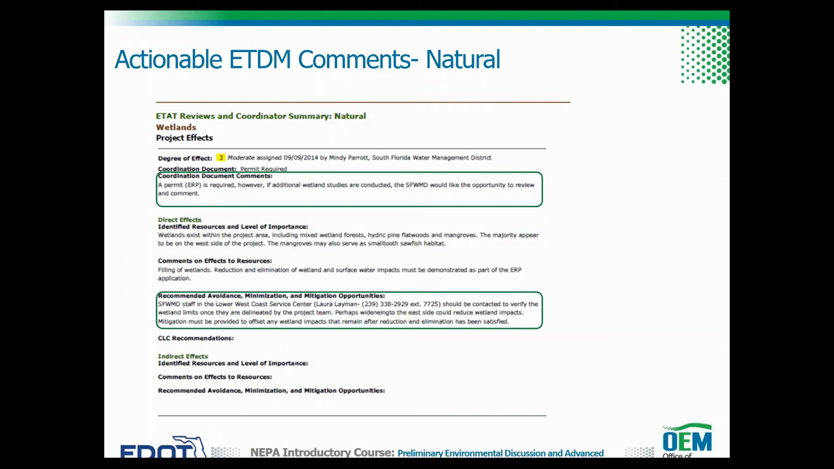We now know that a wetland evaluation will be needed as part of the natural resources evaluation, and that this report should be submitted to the Water Management District for review. An ERP will be required for the project. A wetland delineation will be required, as well as a field meeting with the Water Management District to verify the wetland delineation. We should also consider evaluating an alternative which widens to the east instead of to the west. Actionable ETAT comments such as these are helpful in focusing efforts in later phases of the project. Each of these items will need to be considered when developing the PD&E scope of services.